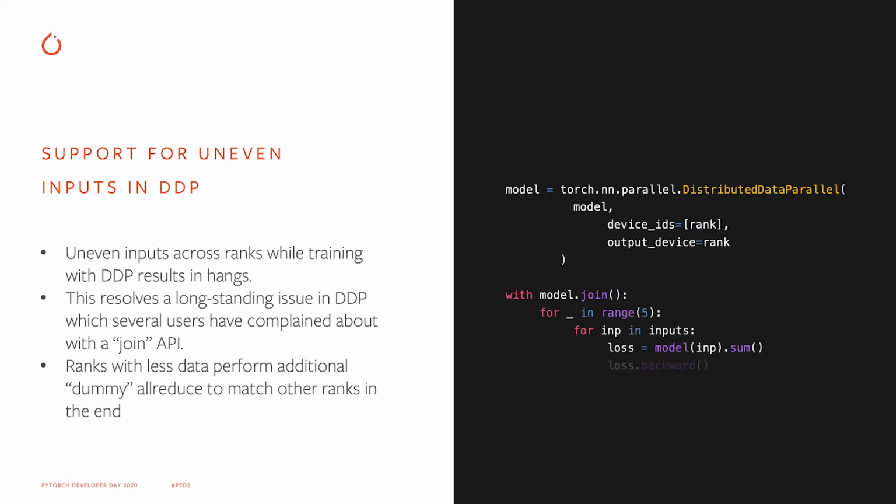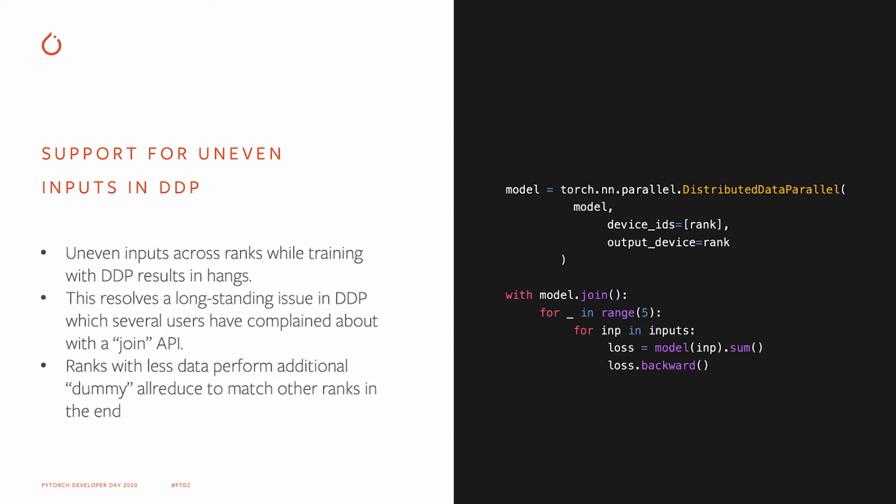You could do fancier things like gossip grad, which is a non-full sync SGD algorithm. Okay, the next item is support for uneven inputs in DDP. If you have an uneven number of batches across different ranks, what would typically happen is some ranks which have finished their data would not enter the synchronized gradient call, while other ranks which are still processing data would enter this call. As a result, this will lead to either a hang or some sort of timeout.